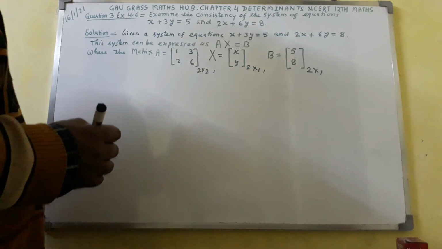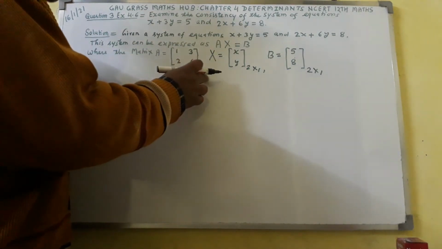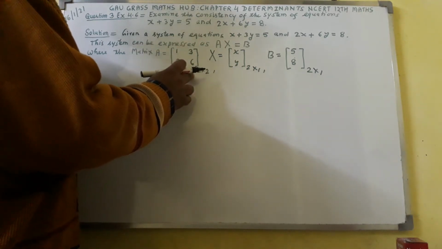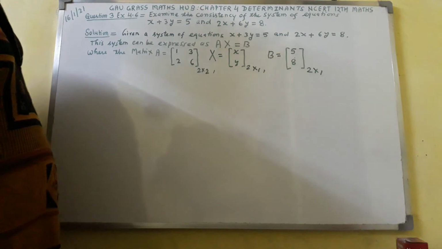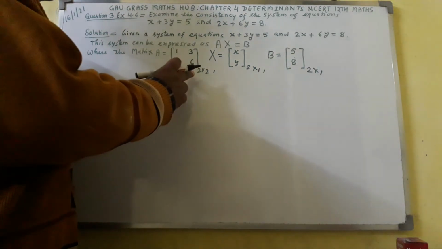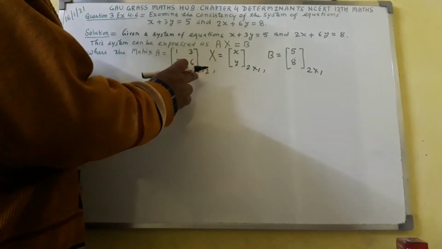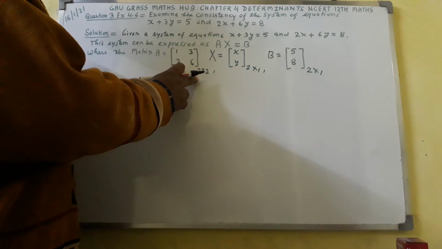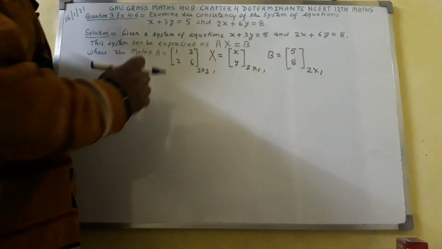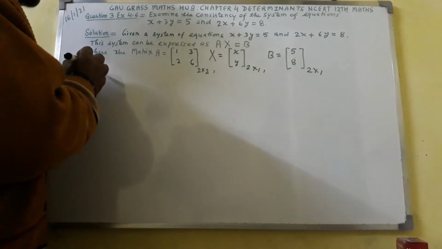here I have got matrix A, which is of order 2 cross 2. This means that matrix A is a square matrix. In a square matrix, the number of rows and number of columns must be equal. Here you can see there are two rows and also two columns. The number of rows is equal to the number of columns. That's why matrix A is a square matrix. So here I shall find the determinant of matrix A.